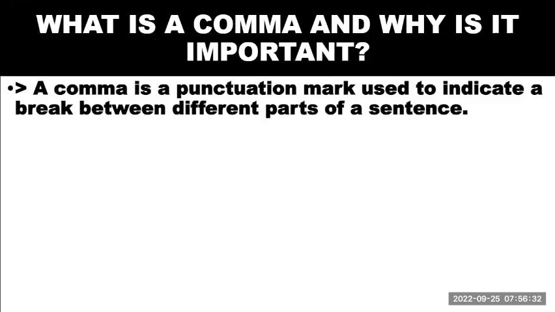A comma is a punctuation mark used to indicate a break between two parts of a sentence. In speaking, we pause at certain intervals, and that pause indicates something important to convey the intended meaning. In writing, this is the role that the comma plays in helping the writer convey the intended meaning.